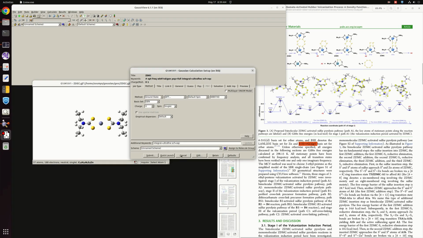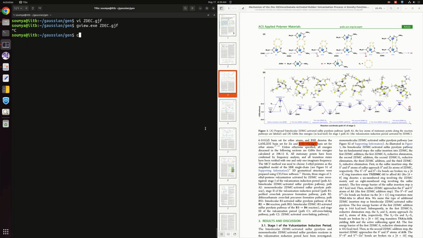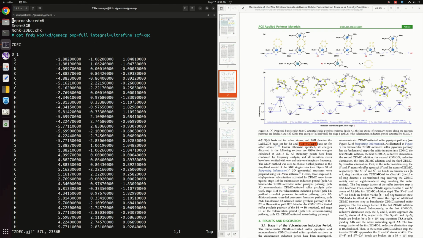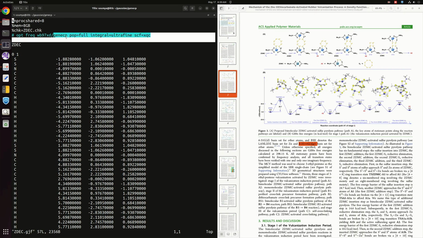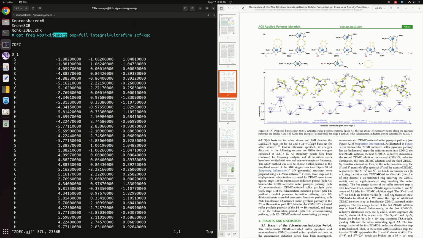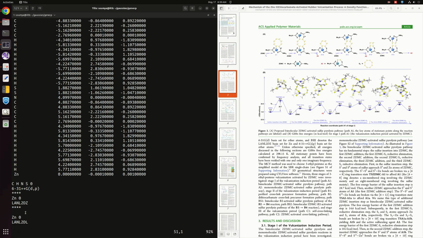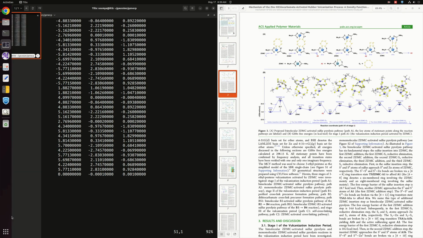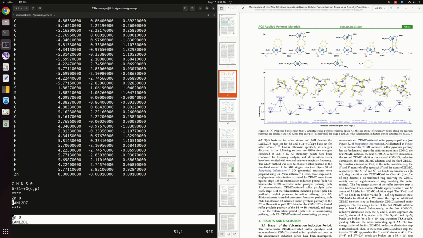LANL2DZ. Fine. And now I am going to this GENECP file, and here I can tell you what changes we have made. You see here, instead of writing GEN, we have written GENECP, which means general basis set, and this ECP means effective core potential. This GENECP is the general basis set along with an effective core potential. Now here everything is the same, but at the end you can see this is the value that we have added.